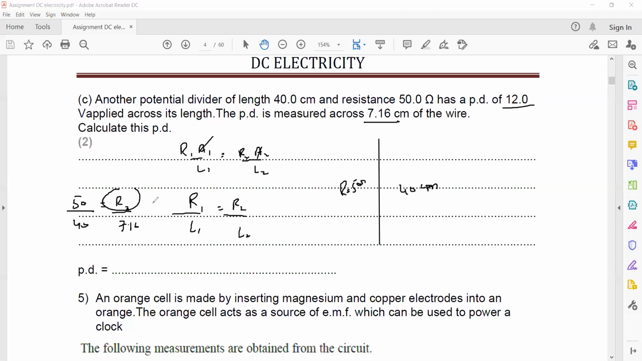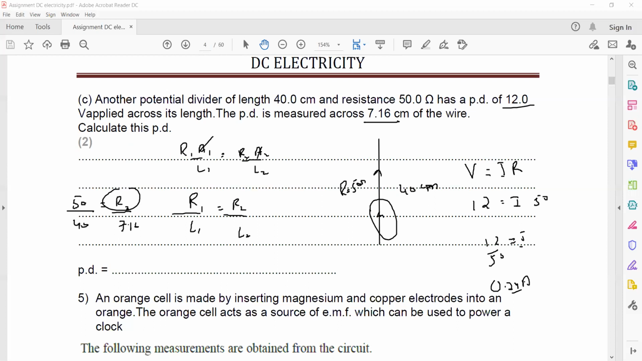After finding the resistance R2, we have the formula V is equal to IR. V is the total voltage, I is the total current, and R is the total resistance. So total voltage is 12, current we don't know, total resistance is equal to 50. So 12 divided by 50 will get the total current, which is 0.24 amperes. And after getting the total current, we know the total current is same because the part of the wire we are taking and finding its resistance is of a length of 7.16 centimeter long.